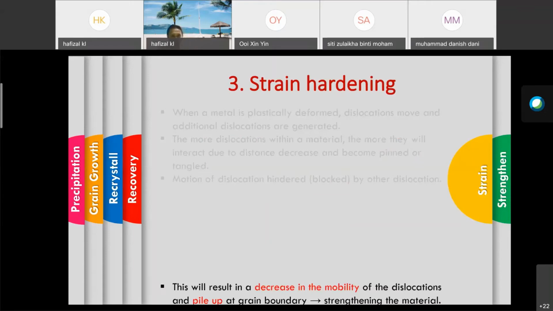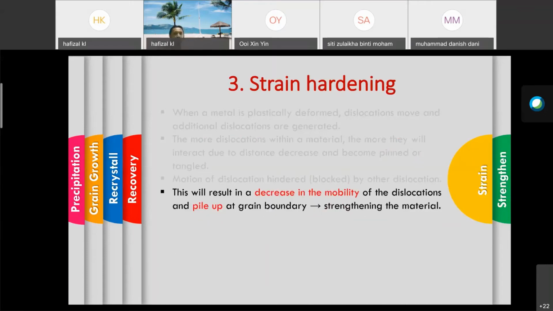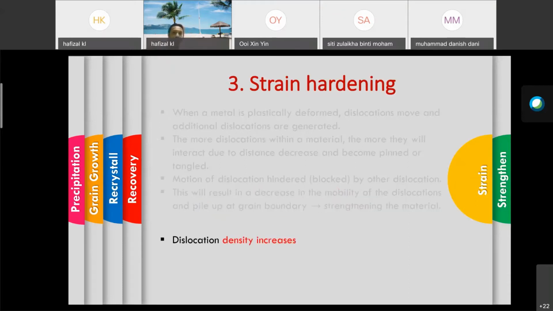Finally it results in decreased mobility of the dislocations, and they block or pile up at the grain boundary. Finally metal strengthening is produced. So the dislocation density increases. In this case, a lot of dislocations take place. This is what we call the density of dislocations.